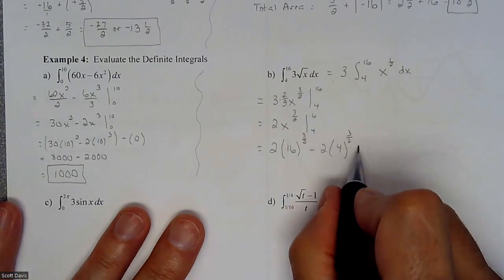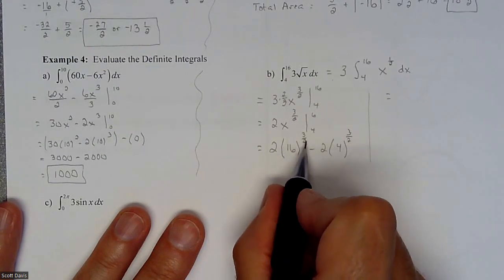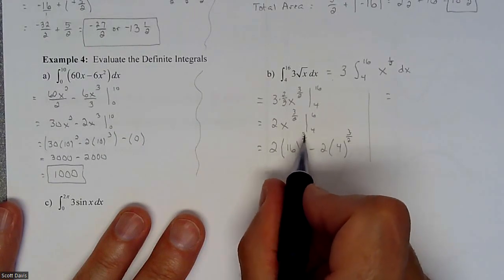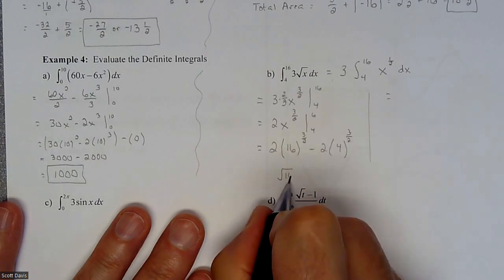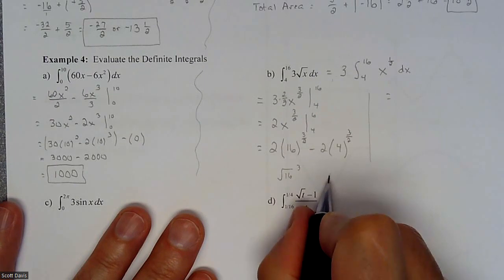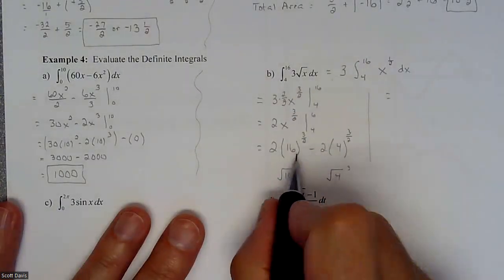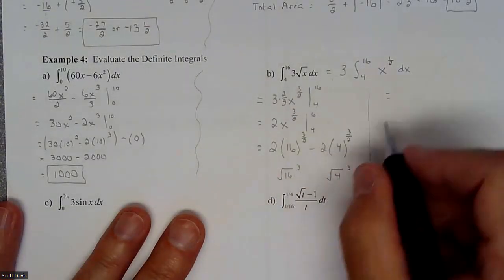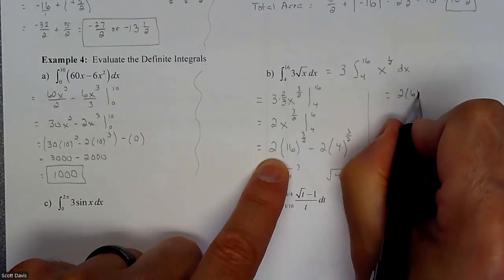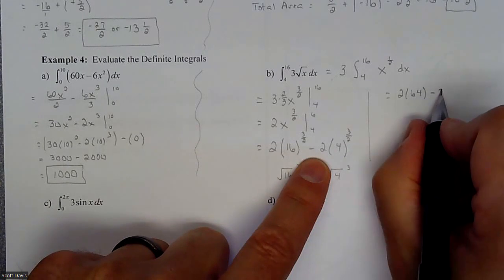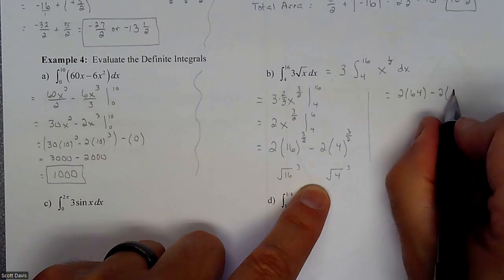All right, so I've got to figure out what those values are going to become. And so if I have a 3/2 power, the denominator is a square root, and the numerator is, I'm going to cube that. So I'm going to square root the 16 and then cube it. And I'm going to square root the 4 and then cube it. That's the math that I'm doing. So if I square root the 16, that's a 4, and 4 cubed is 64. So 2 times 64 minus 2 times, I'm going to square root the 4, which is 2, and then cube it gets me an 8.